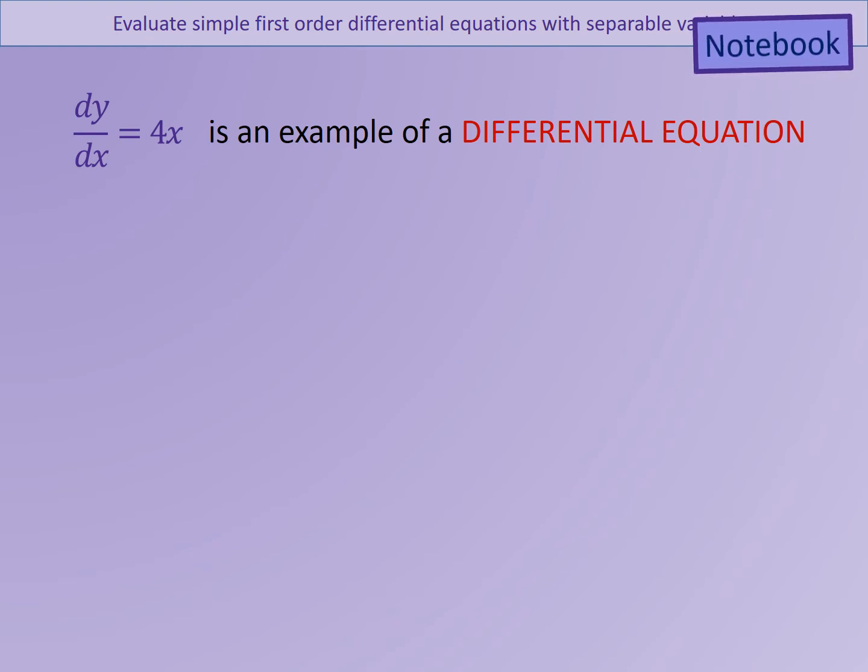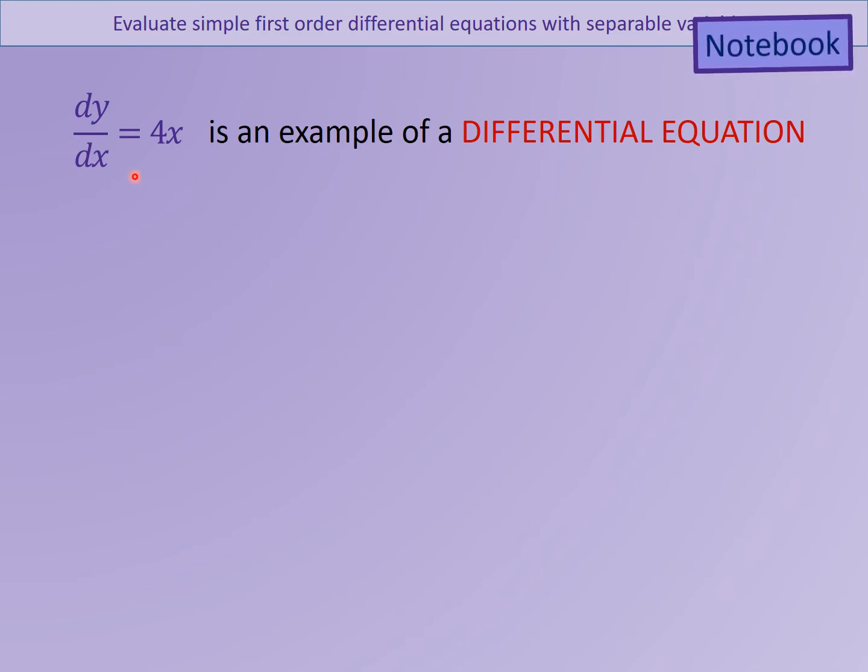A2 Maths, differential equations. Alright, so you've seen things like this before, dy over dx equals 4x, or anything with dy over dx in. And what they're called is differential equations. So you might have always referred to them as the gradient function or differentiation, but the actual technical name for something that's got a rate of change part in it, a dy over dx in this case, a change in y over change in x, is called a differential equation.